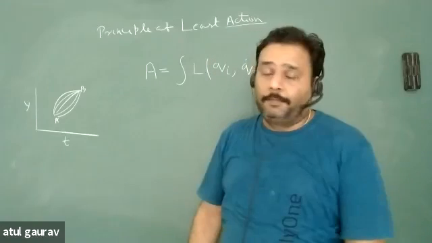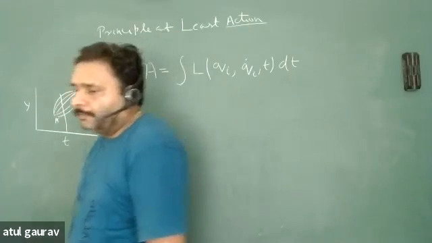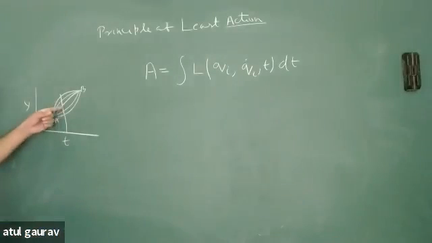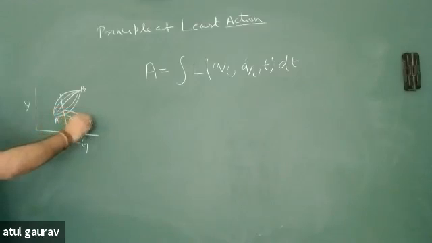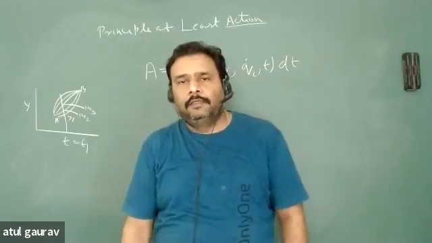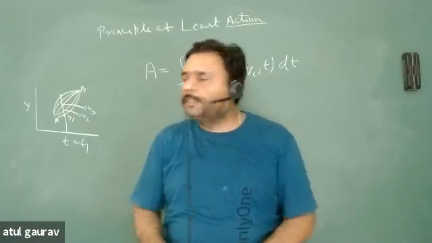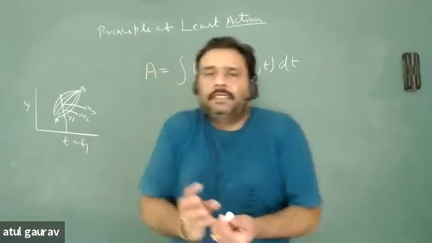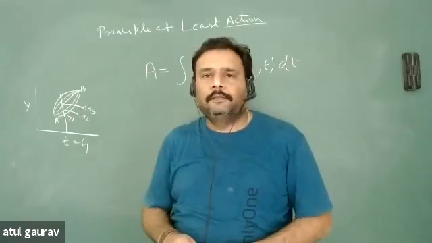If there are infinite number of paths, then at some point of time t, we can have different values of y. The time t is equal to, let's say, t1, and we have here y1, here y2, here y3. This is not possible for a classical system. If this is possible, then at the same time the particle can be in different places. This is not the thing.